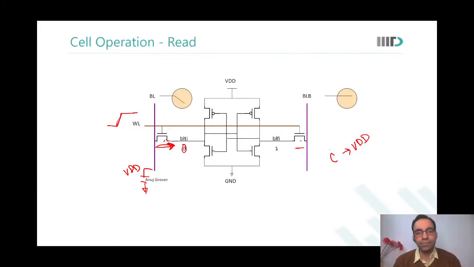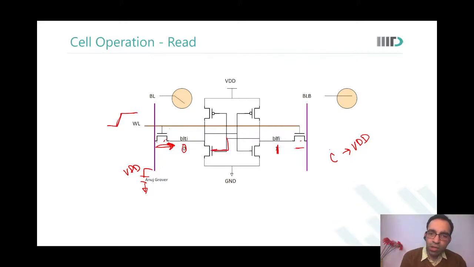Is this clear now? Yes, sir. So BLTI will get charged to VDD minus VT, right? Why? See this, if there was a 0 stored on this side, then there was 1 stored on the other side, no? Yes, sir. So if there is 1 stored on this side, what happens?